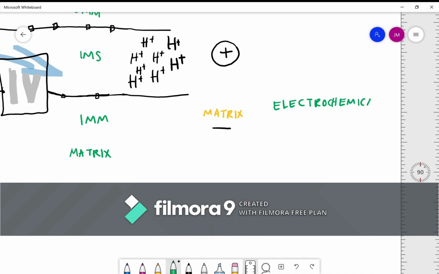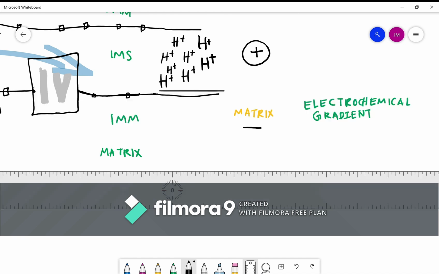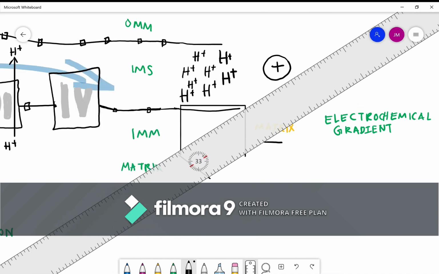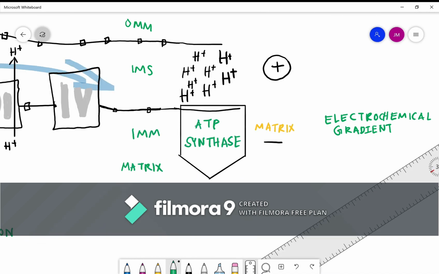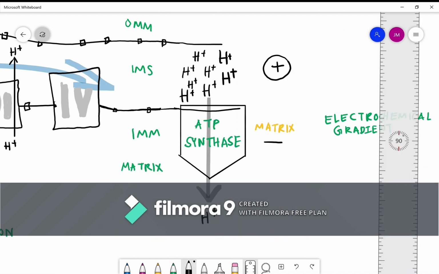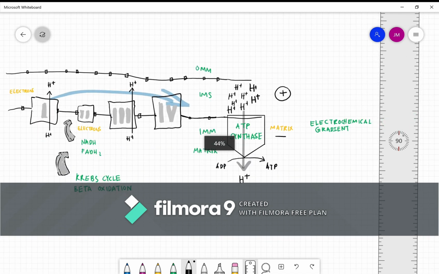The hydrogen ions cannot cross against this electrochemical gradient because the inner mitochondrial membrane is non-permeable to ions. So here we require a special transporter. The enzyme ATP synthase comes into play. The ATP synthase transports hydrogen ions into the matrix of the mitochondria and uses the energy generated from the flow of hydrogen ions to phosphorylate adenosine diphosphate into adenosine triphosphate. This is the basis of generation of energy in the form of ATP, which is the currency of energy in our body.